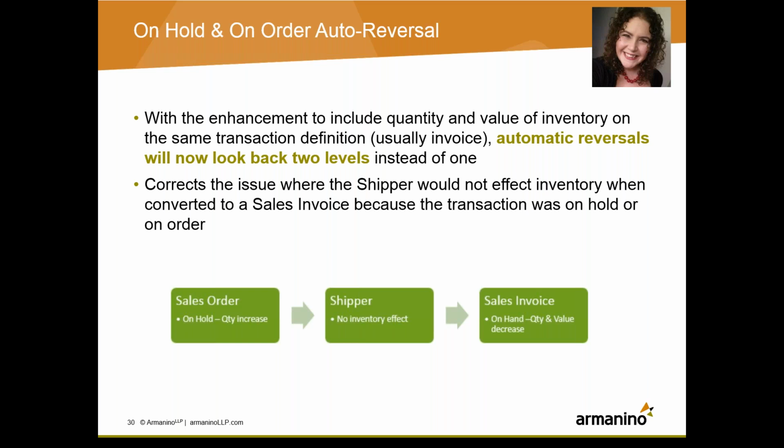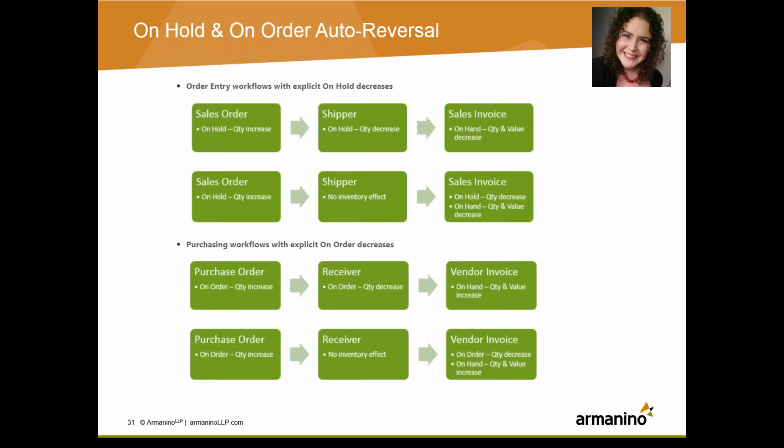If you look at the diagram down the bottom, the sales order is converted into the shipper, and the shipper is converted into the sales invoice. So the shipper would look back to the sales order, that's back one level, and it would see that there was an on-hold quantity increase, and it would have no effect because it was an on-hold thing. Instead of going back two levels where there was a quantity there, it would put it out of balance so that your value would not match your quantity. So this is going to help smooth all of that out.